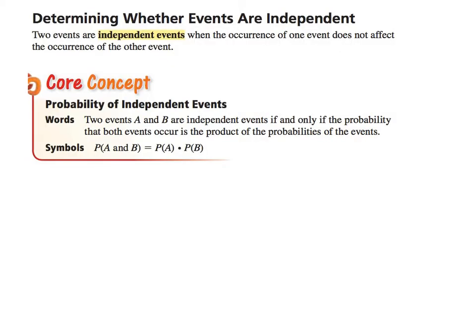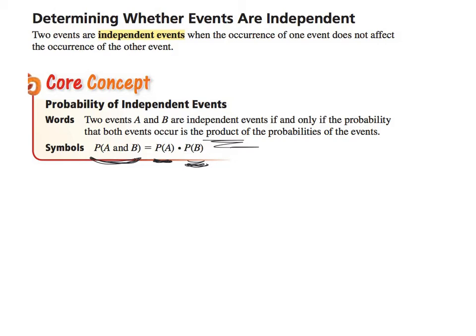So here it is, and this is how we write it. The probability of independent events. Two events, A and B, are independent events if and only if, it's a biconditional, if the probability that both events occur is the product of the probabilities of the event. So here's how we write it. The probability of A and B happening. You're going to find the probability of A, the probability of event B, and you multiply them together.